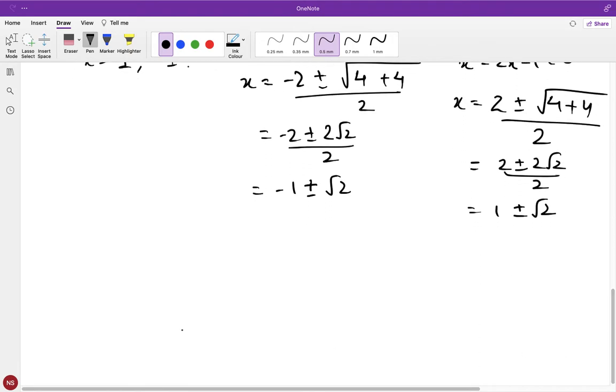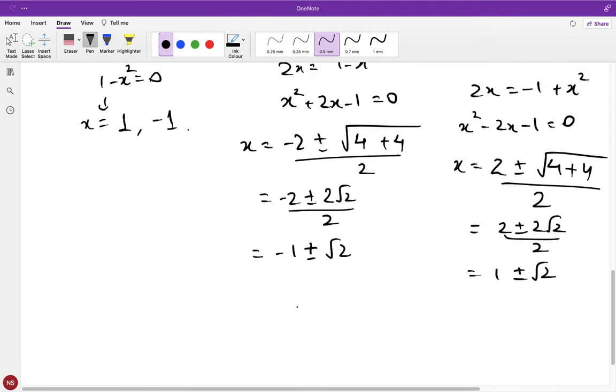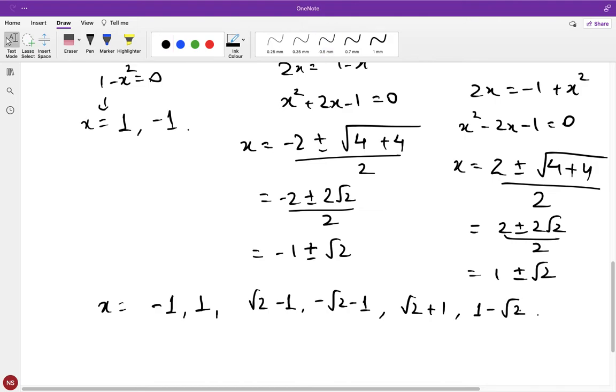So let us collect all the values of x that we have found till now. x equals minus 1, 1, from here root 2 minus 1 and minus root 2 minus 1, and root 2 plus 1, and 1 minus root 2. I think I have collected all the values correctly. Please let me know if there's a mistake.